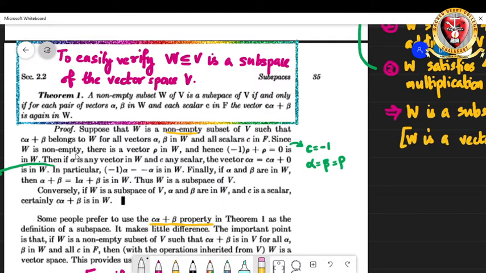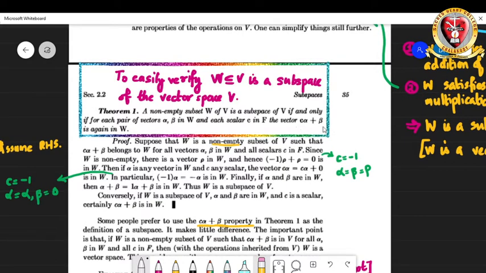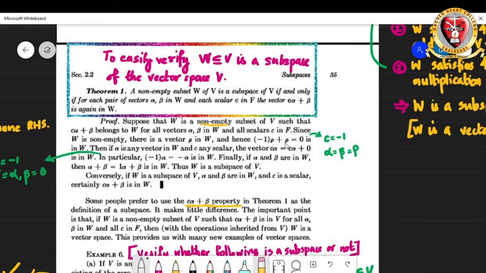Since W is non-empty, there will obviously exist a vector rho in W. Fine. And what did we assume? That W has the C alpha plus beta property, right? For every alpha, beta belonging to W and C belonging to F. So take C equal to minus 1. Where does the C come from? It is coming from F. F being a field, it has the multiplicative identity 1. And of course, then it will have the additive inverse of 1, which is minus 1 inside F.